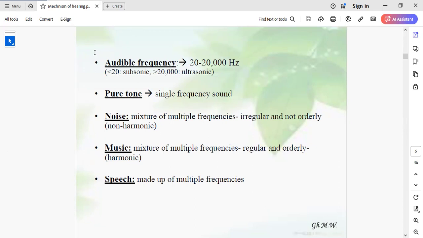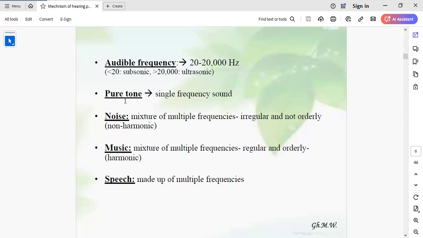This is characteristics of sound that we can hear. We can hear from 20 hertz. What the meaning of hertz? Hertz is number of cycles per second. So we can hear low frequency as low as 20 up to high frequency as high as 20,000. Below 20 hertz is subsonic sound. Above 20,000 hertz is ultrasonic sound. We can't hear these both extremities.